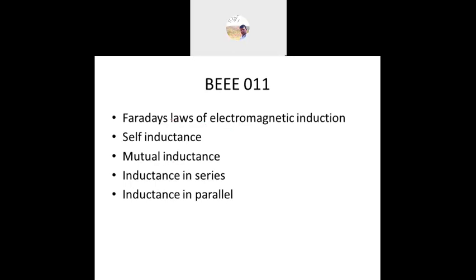There are two laws of Faraday's laws of electromagnetic induction: the first law and the second law. Both are based upon electromagnetic induction. The first law states that when the magnetic flux linking a conductor or coil changes, an EMF is induced.